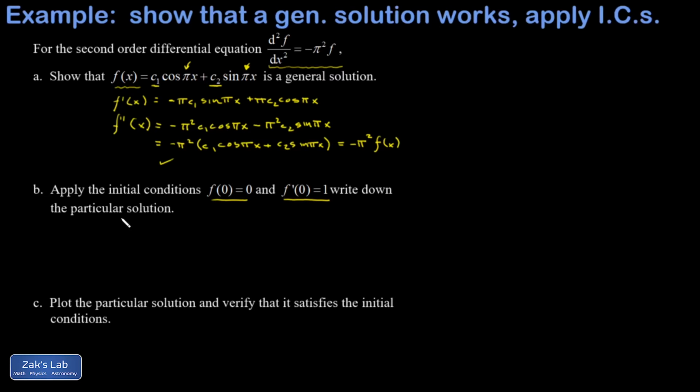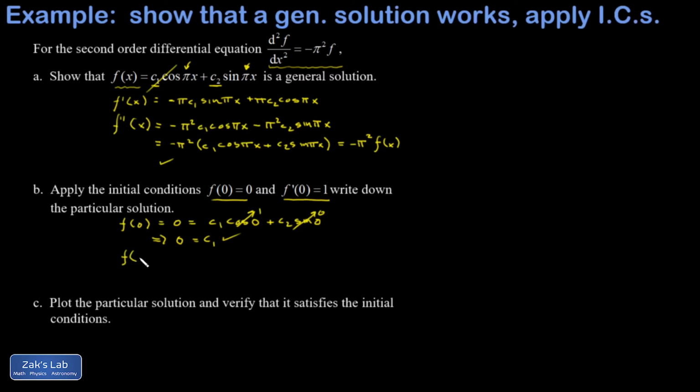So let's go ahead and apply these things. F of 0 is equal to 0. When I plug in x equals 0, I get c1 cosine 0 plus c2 sine 0. The sine of 0 is just 0. Cosine of 0 is just 1. And so I end up with 0 equals c1. So we've already found one of the arbitrary constants.